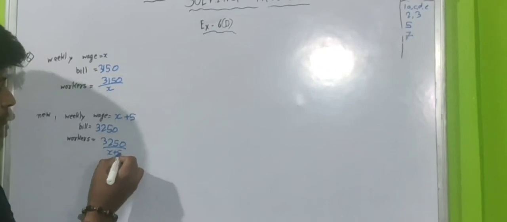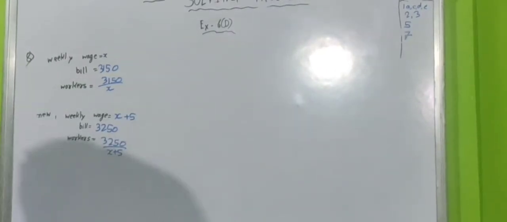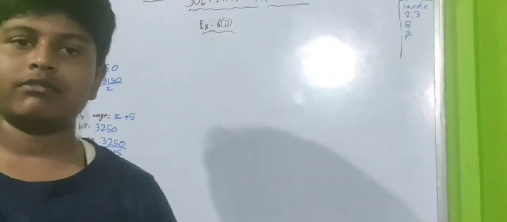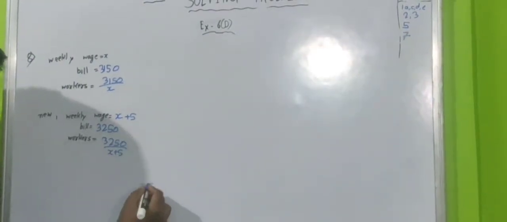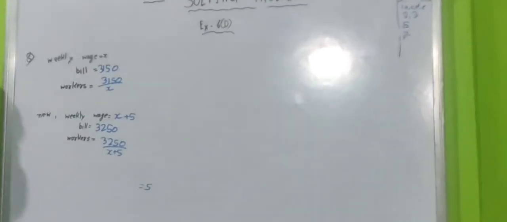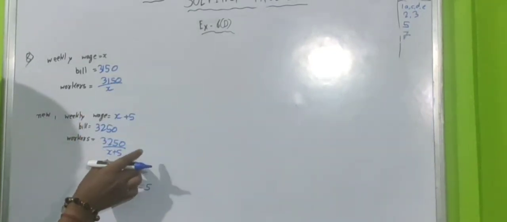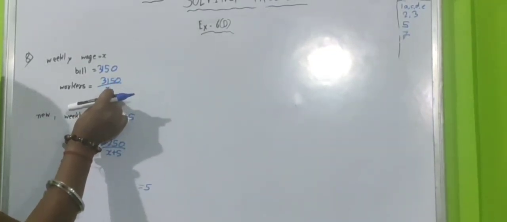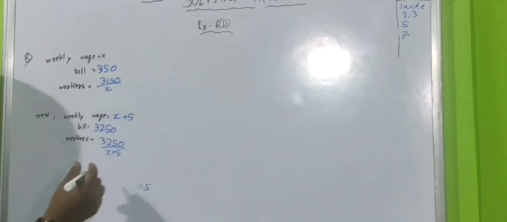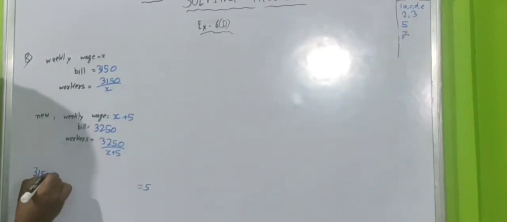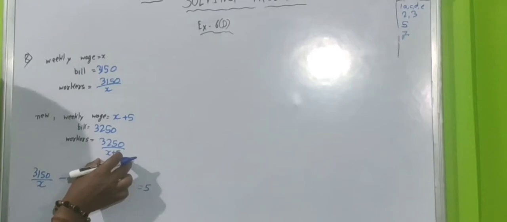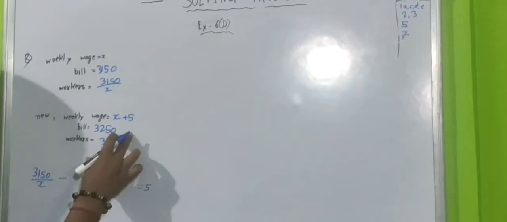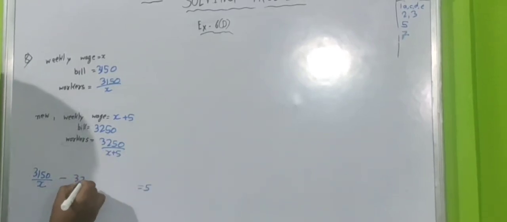x plus 5. And if we employ 5 workers less, the work will be done. So the number of workers differs by 5. Which one is greater, you have to think. This denominator is smaller, which means the workers will be greater: 3150 by x. And here this denominator is greater, so the workers will be less: 3150 by x plus 5.